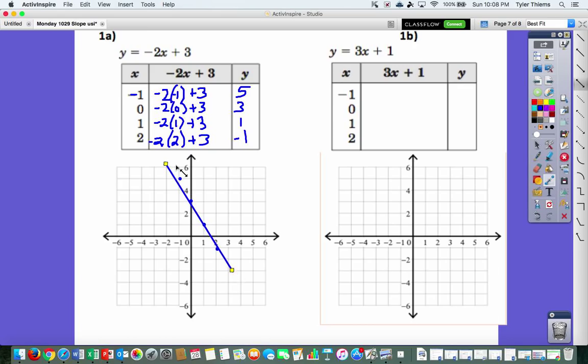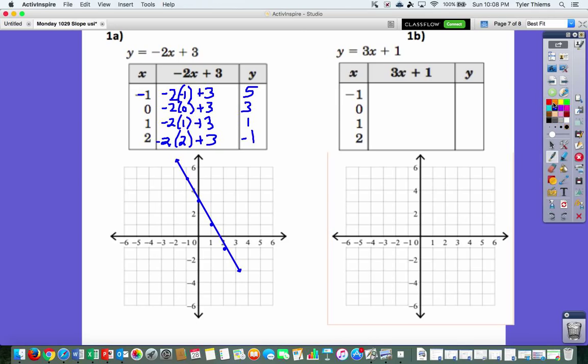But notice this is a negative slope because it's going downhill from left to right, which makes sense because the x's are going up by 1, but notice how y's are going down by 2. So this has a slope of negative 2. Press pause and try number 1b on your own.